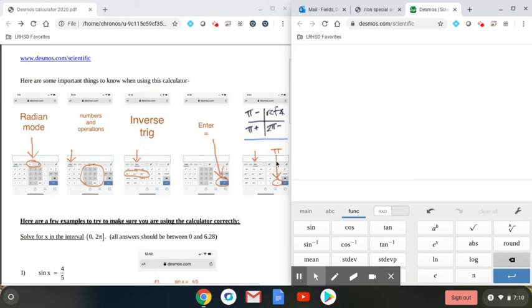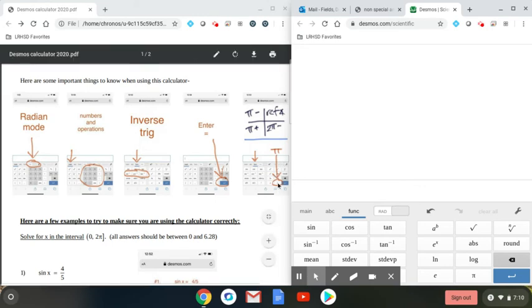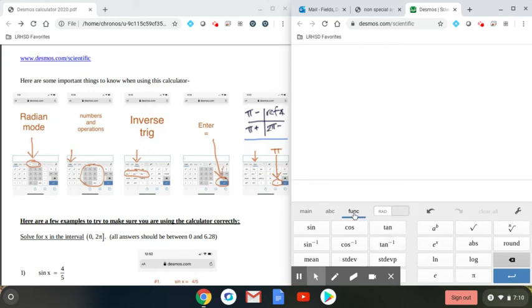If you need to find the pi symbol, remember that anytime we find a reference angle, we need to think about the closest x-axis and either subtract from it or add to it. So we need that pi symbol in there. As long as you're on the functions tab, the pi symbol is right next to the enter button, all the way down here.